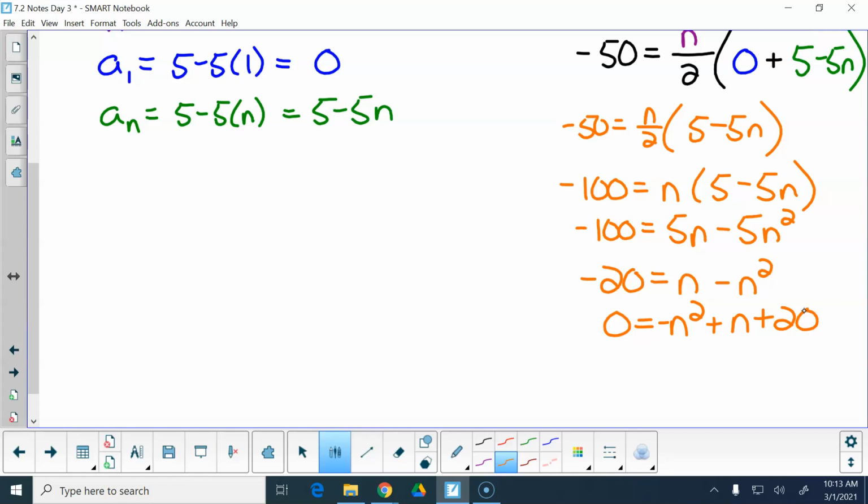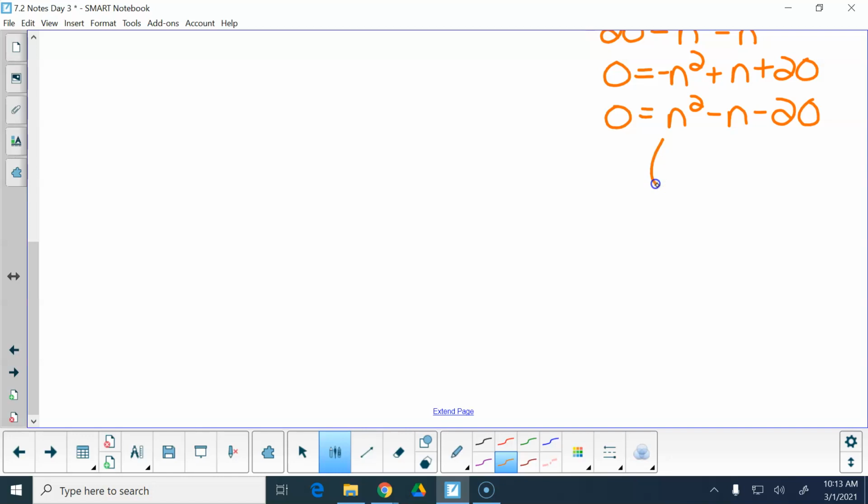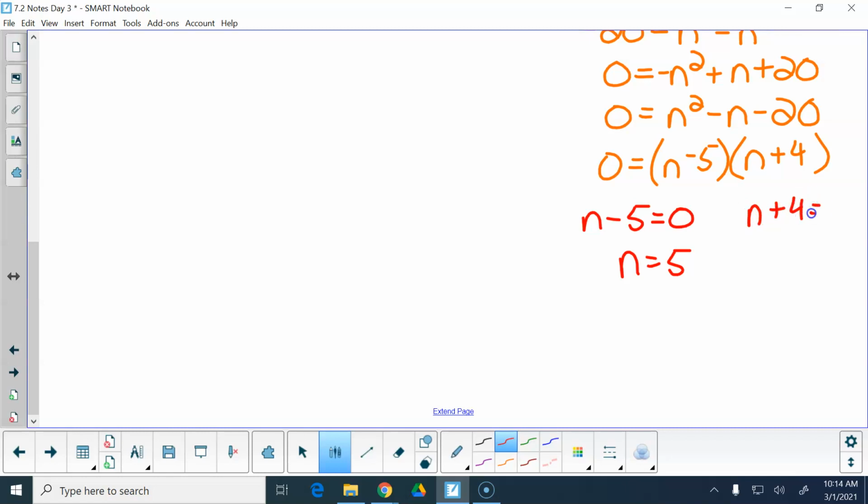Now I like positives on my n squared. So I'm going to rewrite this as two numbers that multiply together to be negative 20 and add to be negative 1. Multiply together to be negative 20. Add to be negative 1. One of them works. One of them doesn't. Which one and why?